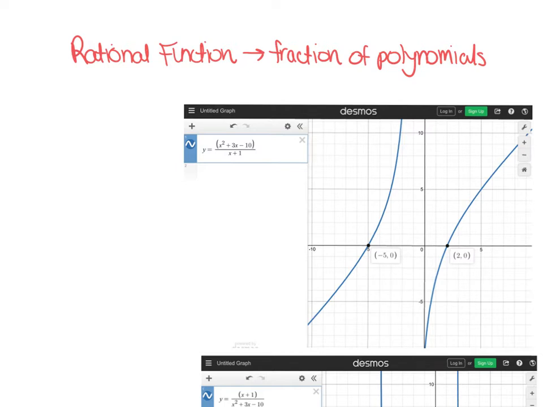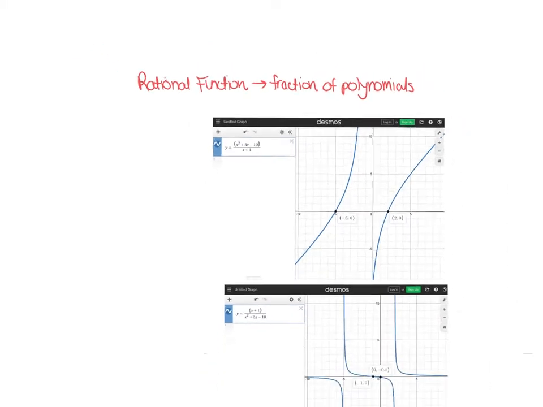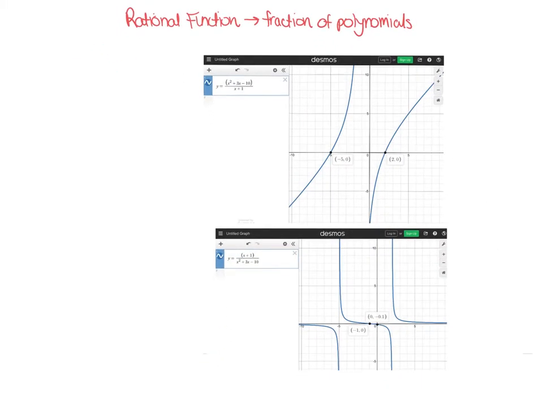So what we're going to look at today is just some characteristics of rational functions and how flipping them changes things. So the first one has the x squared plus 3x minus 10 in the numerator, and putting that in the denominator changes our graph. Because if you look here, you can see the graphs are completely different. But we want to talk about and learn about what parts of our rational function help us with our x-intercepts, our y-intercepts, and what we call asymptotes.